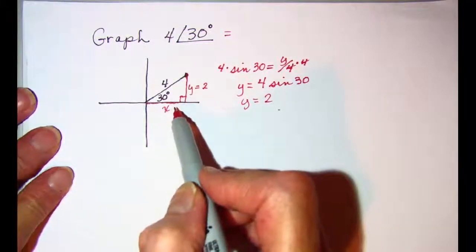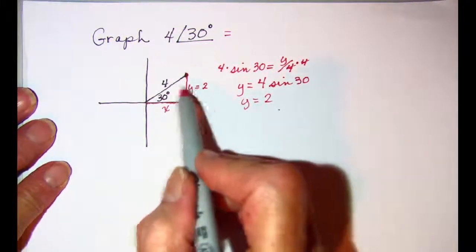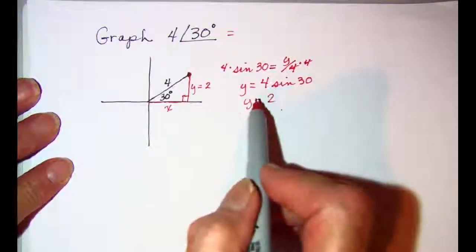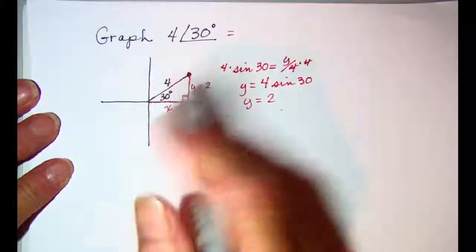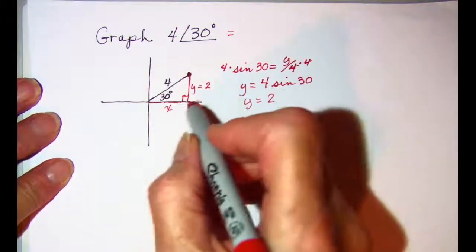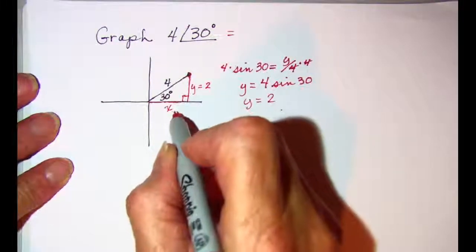Now, it was faster knowing our 30, 60, 90 triangle information, but again, that's not something that you have to do if you have a calculator available. But it's much faster and more accurate if you do.